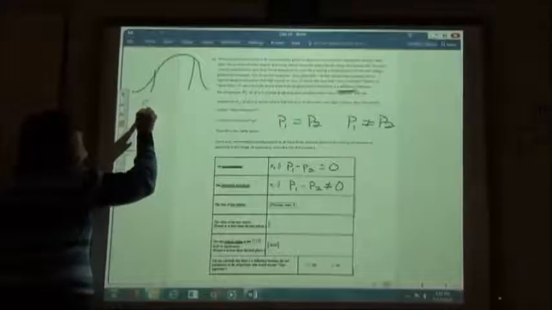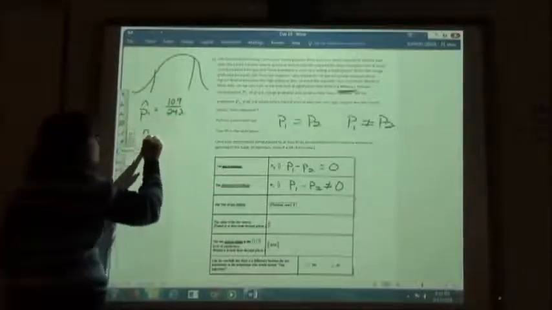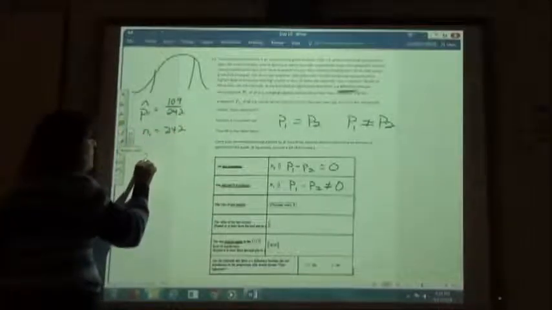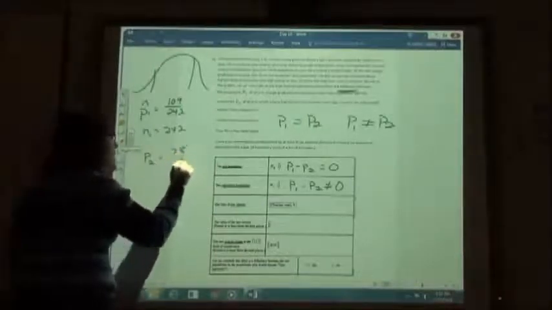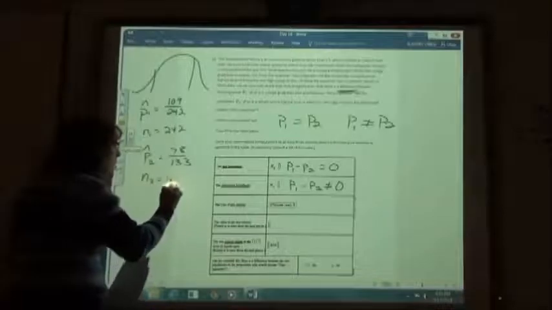So we had to start off with our p-hats. P-hat 1. From those that were college graduates, 109 chose very important out of the 242 that was surveyed. 109 out of 242, which means N1 is my 242. For my second group surveyed, those that had high school education, 78 out of 133. So 78 out of 133 was my p-hat 2. N2 is my 133.